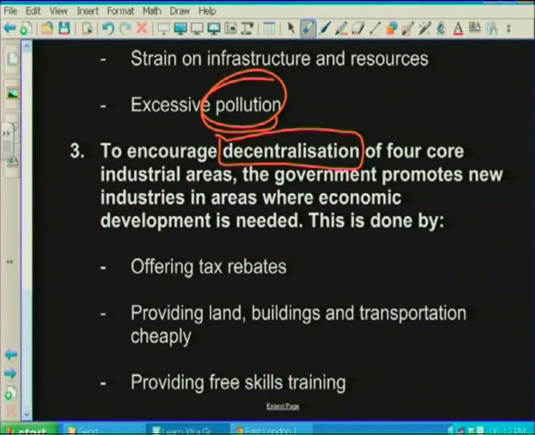The politicians or the planners of the day thought that we have to decentralize industry across South Africa to very key or relevant or good places, and that's why we've got these things. And how they did that in the olden days was they offered tax rebates, they provided the land very cheaply, the buildings, the transportation, and also the skills training.